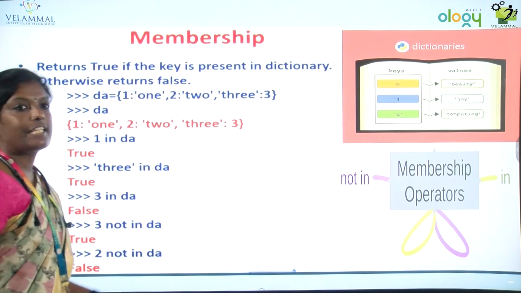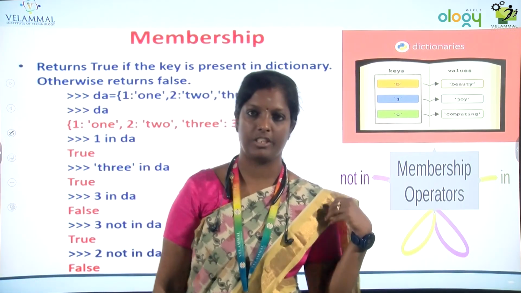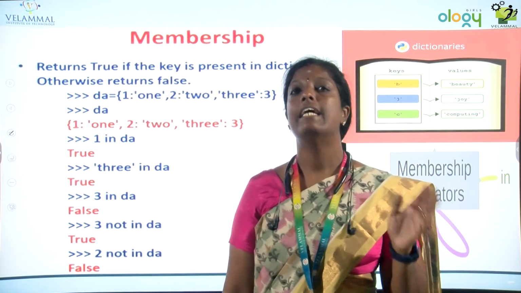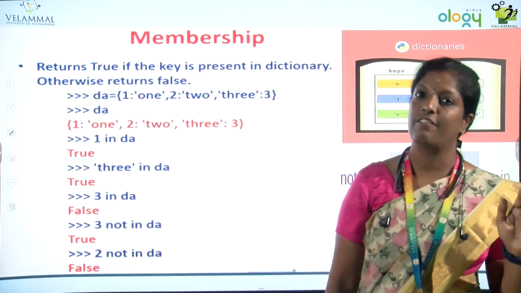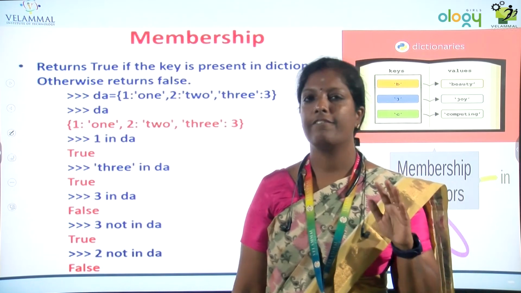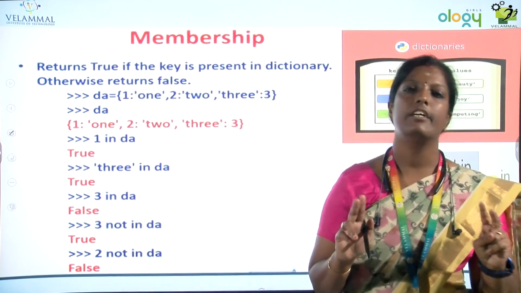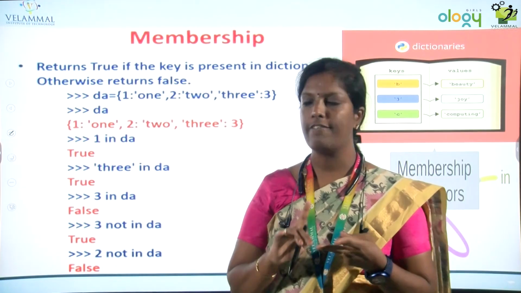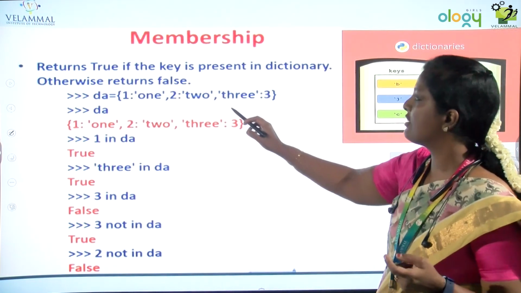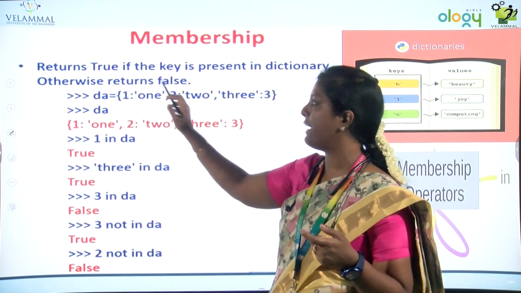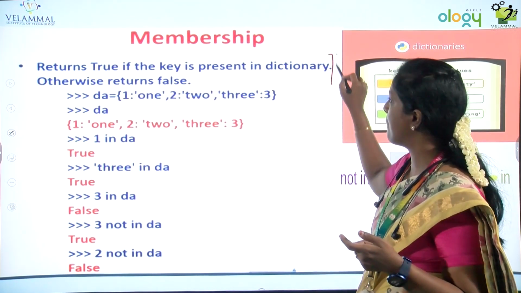Yes, it's a special function, membership function. So membership is nothing but it's going to check whether the key value pair is available in the dictionary. If not, true and false. Only 2 kinds of answers you'll be getting here, either true or false, right? So it returns true if the key is present in the dictionary, otherwise it's going to display false. So this is a membership function.